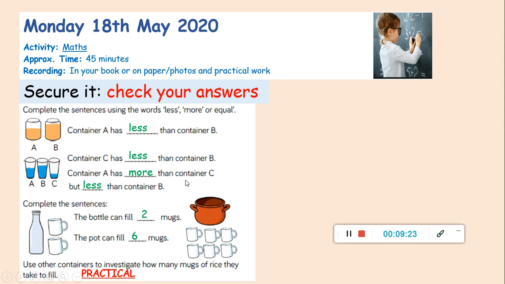So the first ones you're looking at is container A and C. So has A got more or less than C? That's right, it's got more than container C, but less than container B. And then completing the sentences, the bottle can fill 1, 2 mugs, and the pot can fill 1, 2, 3, 4, 5, 6 mugs. And hopefully you've had a go at exploring the containers that you found before and seeing how much rice or water, how many mugfuls you can fit in there. And you could have recorded that in a table, just on a piece of paper. You could just have pictures, whichever way you wanted to show that.